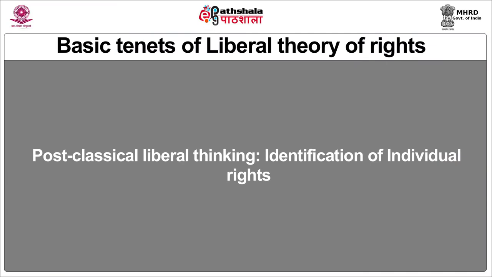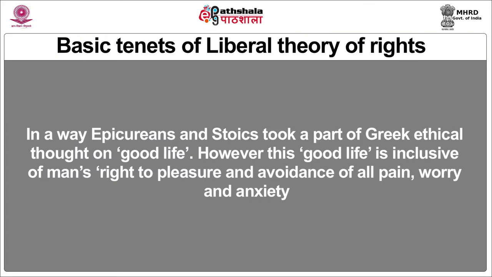Coming to the post-classical liberal thinking, where identification of individual rights is there, we will see that after the death of Aristotle and after the fall of Athens, the political thought of the West acquired a cross-culture of Greece and Rome. The philosophy of state developed in this period is Epicurean and Stoic in nature. In a way, Epicureans and Stoics took a part of Greek ethical thought on good life. However, this good life is inclusive of man's right to pleasure and avoidance of all pain, worry, and anxiety.